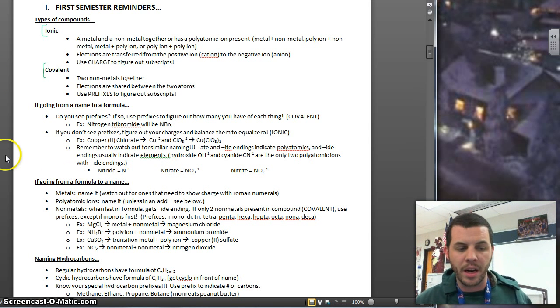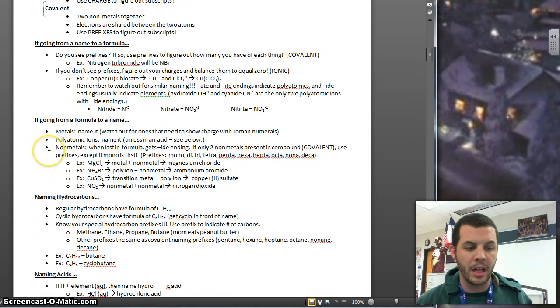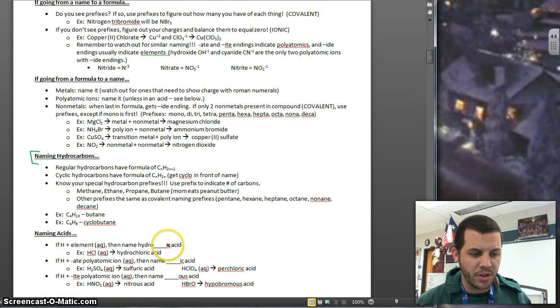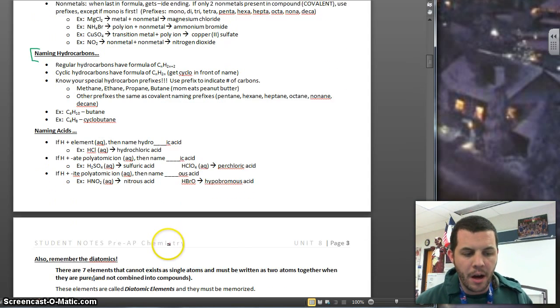Don't forget your polyatomic ions. That's extremely important as well. Naming hydrocarbons, all that fun stuff. Make sure that you remember how to do that stuff. Also naming acids, all that good stuff.